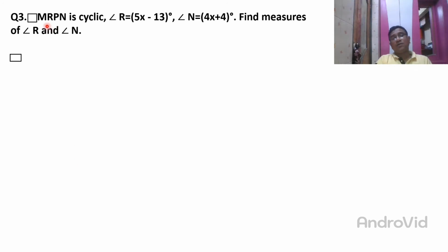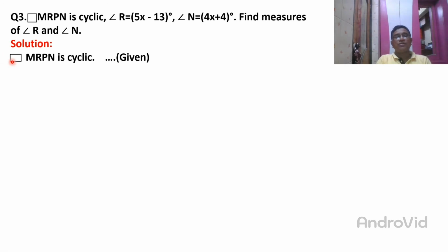Problem number 3. Cyclic quadrilateral MRPN. I already explained why it is called a cyclic quadrilateral: because point M, point R, point P and point N lie on a circumference, so that is called a cyclic quadrilateral. Angle R is 5x minus 13 and angle N is 4x plus 4 degrees. Find the measure of angle R and angle N.